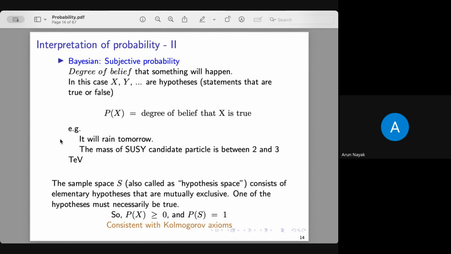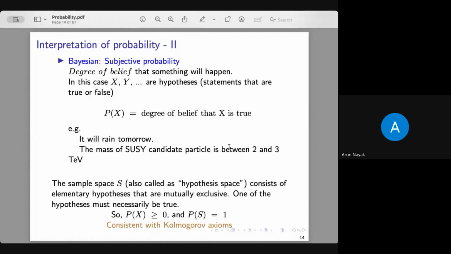repeatable experiments, because you cannot repeat tomorrow. So here you can have some degree of belief, and based on some data that belief may change. For example, you have some predictions from the meteorological department and so on, so you can change your belief, basically assigning some belief to the statement that it will rain tomorrow. Similarly, what is the probability that the mass of a SUSY particle candidate is between say 2 and 3 TeV?